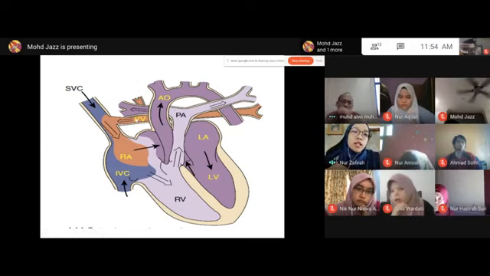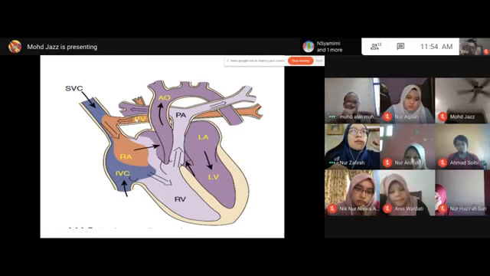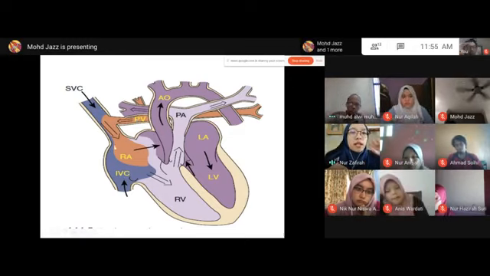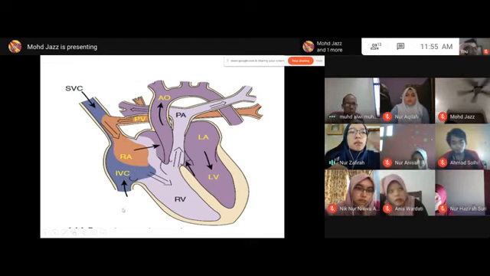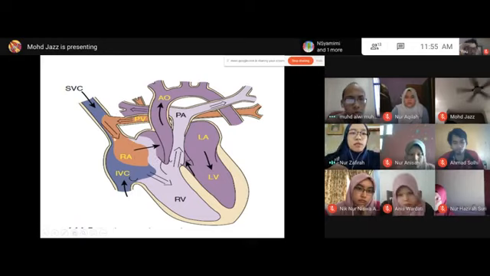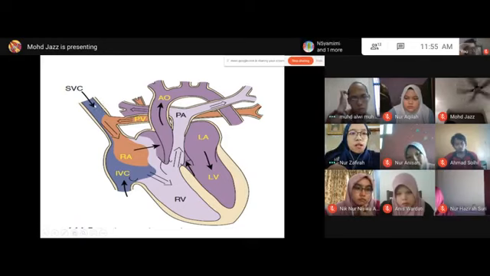In the supracardiac type, the pulmonary vein will be connected to, for example, the left brachiocephalic vein. If infracardiac, it will connect with the ductus venosus or portal vein. So in this picture, the pulmonary vein goes into the brachiocephalic vein and goes into the SVC. So physiologically, the blood flows from the superior and inferior vena cava.